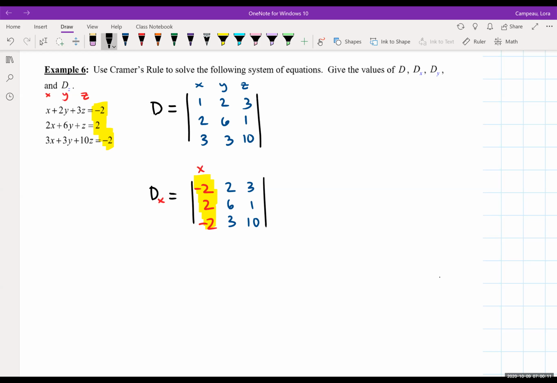We now take D sub Y, and almost the same story. Instead of the X column, we will be replacing the Y column with our constants. And let me highlight that for you. So those constants are -2, 2, and -2. And I'll just rewrite everyone else the same from the determinant of coefficients. So the X column will be 1, 2, 3, and the Z column will be 3, 1, and 10.